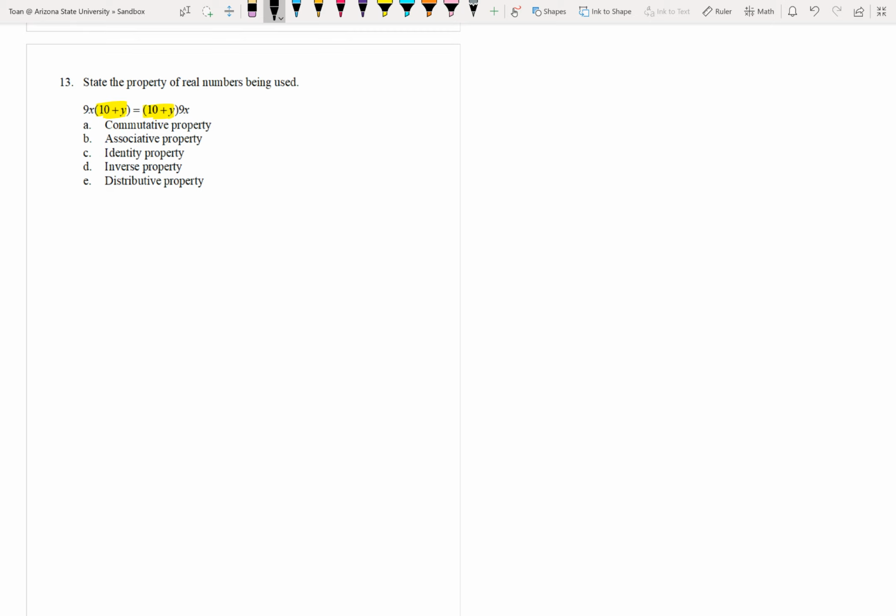And notice we basically have two factors here, the 9x and the parentheses 10 plus y, and they flip-flopped. We reordered them, we moved them, and when you move terms, it's the commutative property. Right, so there really was no trick to this. You either knew it or you didn't know it.